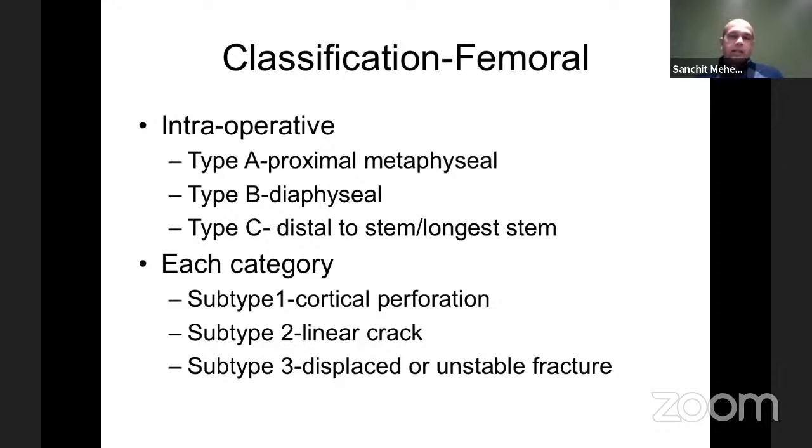On the femoral side, it's slightly different. So you have the intraoperative fractures, type A to C, and it depends on where the fracture is, and we'll see the reasons for that. So type A is a proximal metaphyseal fracture, type B is a diaphyseal fracture, and type C is distal to the stem. And already you can start to see that the classification itself guides the treatment. And then each category is divided into either perforation, a linear crack, or a complete fracture that is displaced.